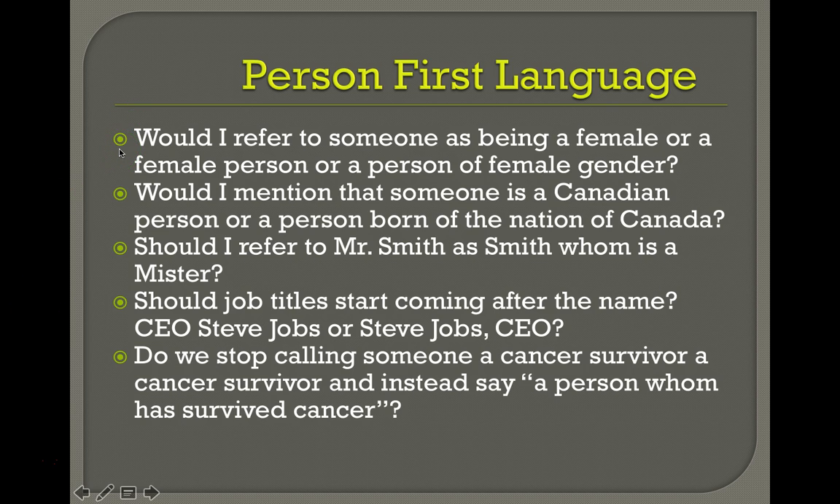saying someone is an individual with a disability versus a disabled person, it takes away the ownership of the disability. And so saying someone is a person of a female gender sounds a little funny, as opposed to a female person. But this here is using person-first language, so it's putting the person first. So again, when I mentioned that someone is a Canadian person or a person born of the nation of Canada, should I refer to Mr. Smith as Smith, whom is a Mr., and so on and so forth.